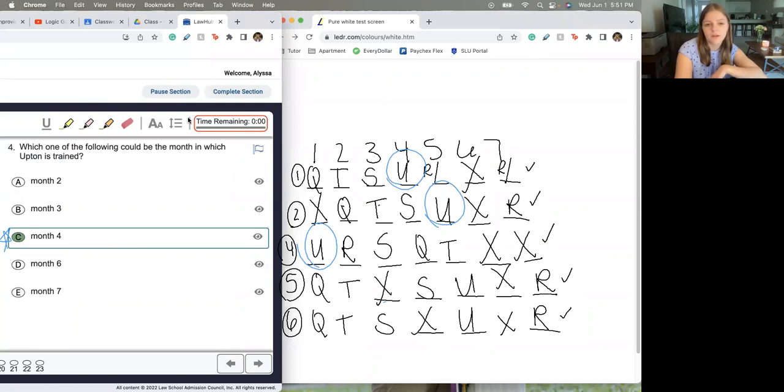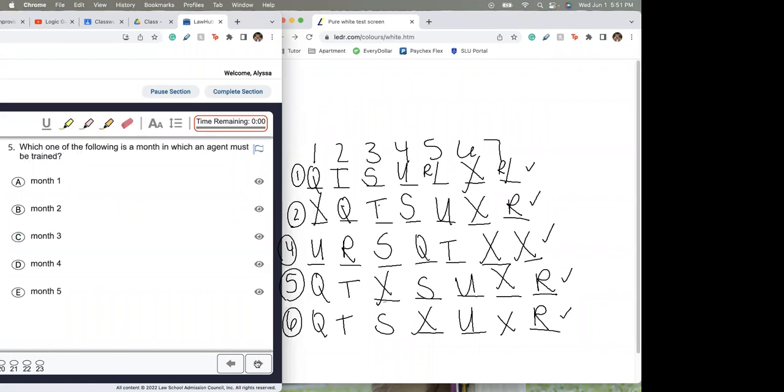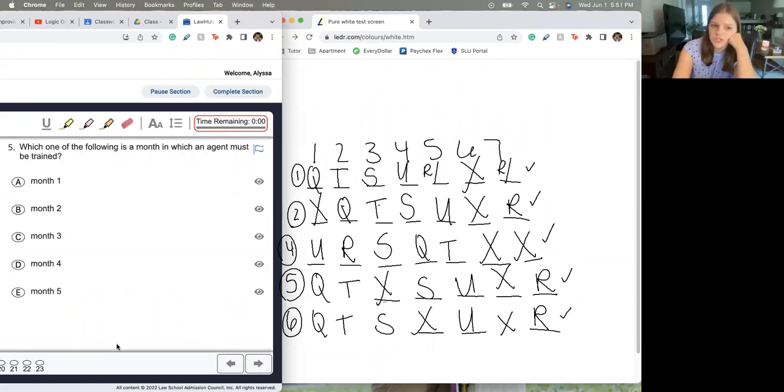So I'm not going to go into too much detail about that, but does anyone have questions on question number 4? Okay. And I think this is our last one. Yep. Last question says, which one of the following is a month in which an agent must be trained? So I'll give you about a minute to go over this one.